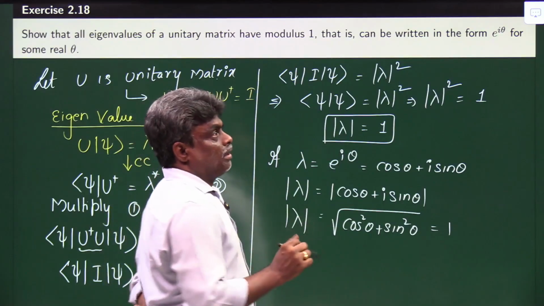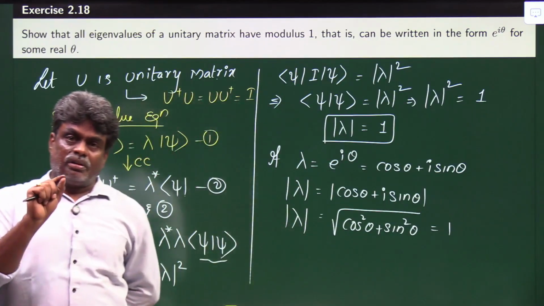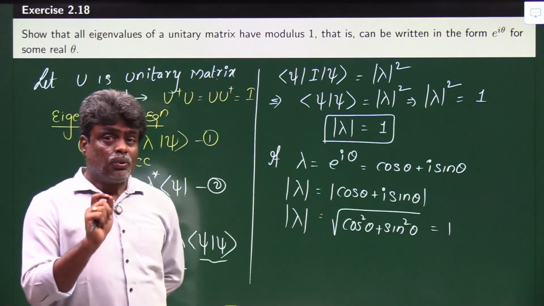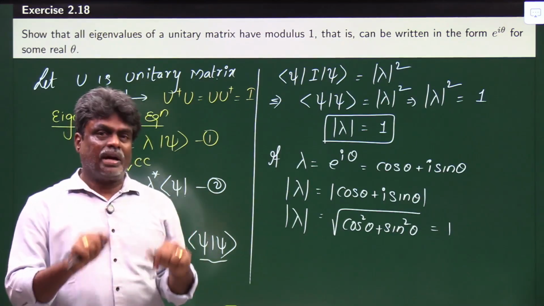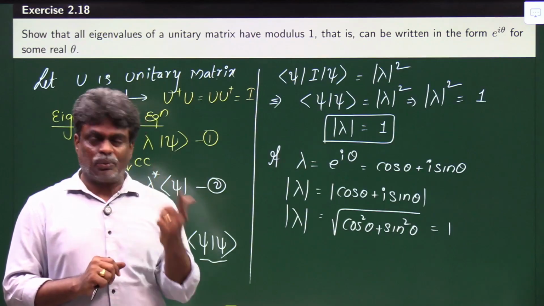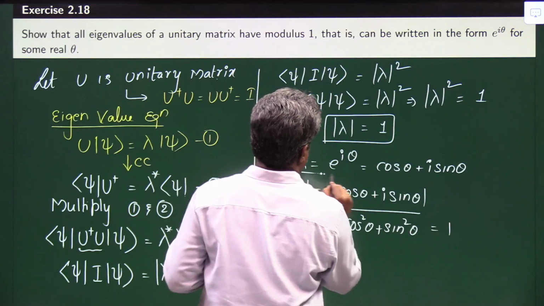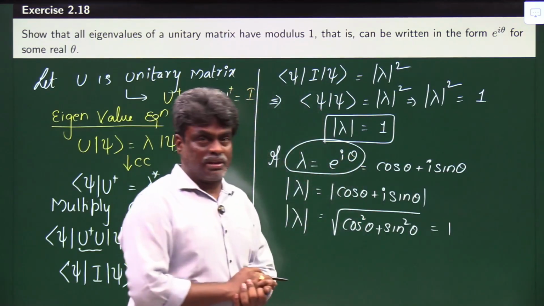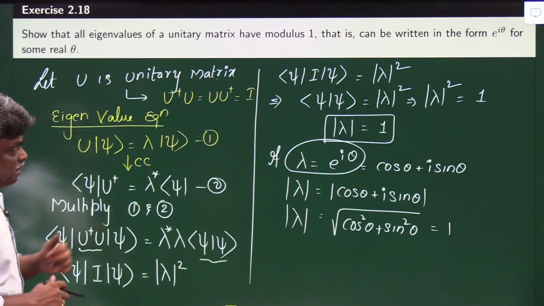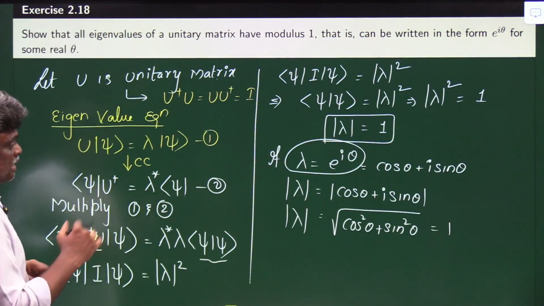So the eigenvalues of a unitary matrix are of unit modulus. It means if you find its modulus, it is always equal to 1. Or we can write the eigenvalues in the form lambda equal to e raised to i theta. This is very crucial for our coming quantum circuit lectures.